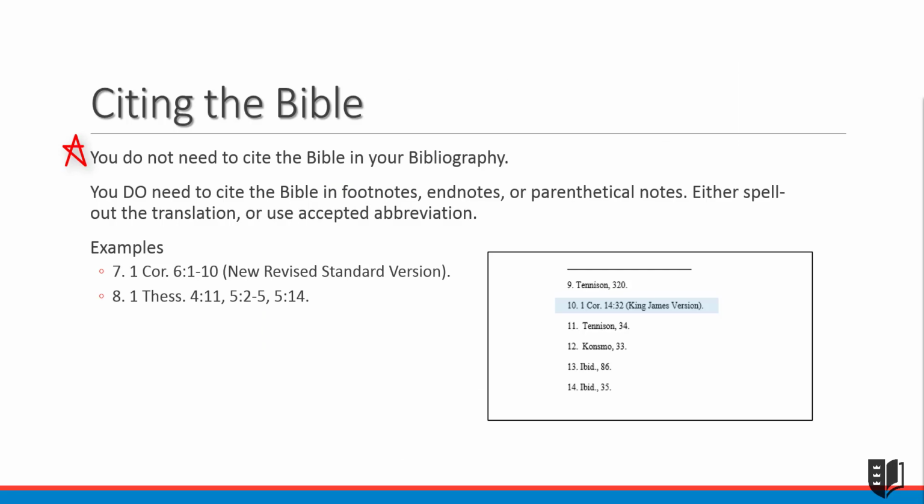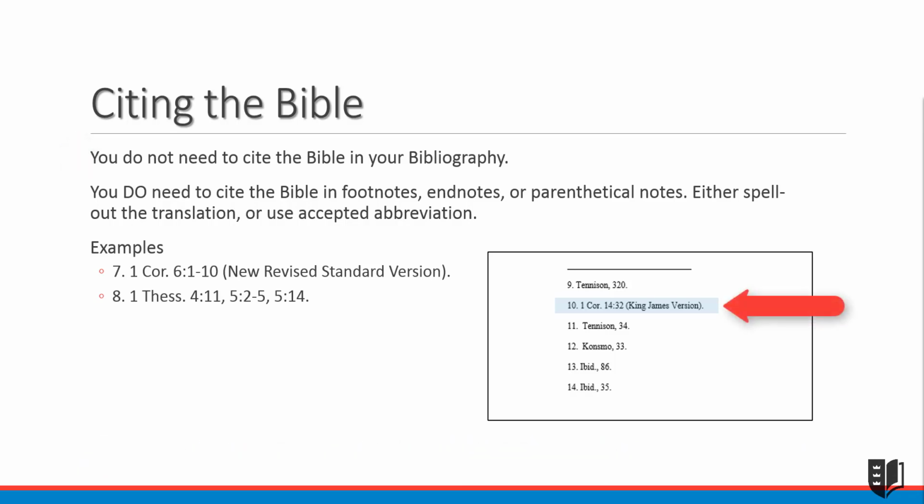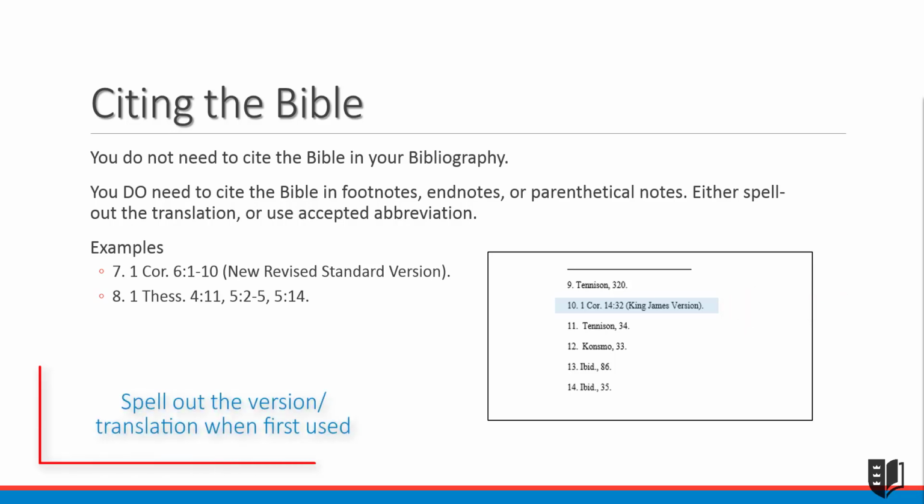In Turabian formatting style, scripture is only cited in the paper but not included on the bibliography page. To cite the Bible, include the book, chapter, and verse. Make sure to abbreviate the titles of books when necessary. Notice the version or translation you are using appears in parentheses after the scripture information. You should spell out this version or translation when you first use it.